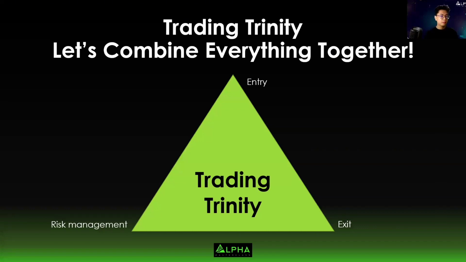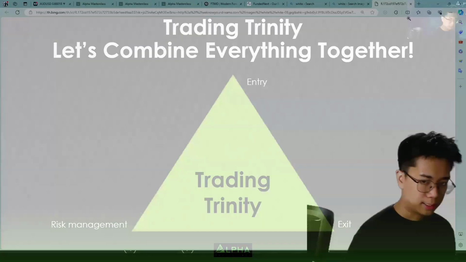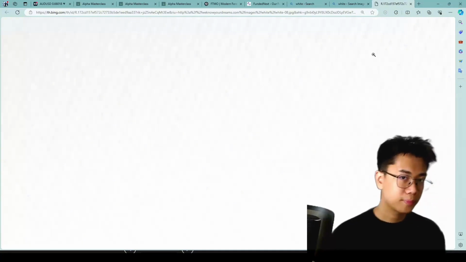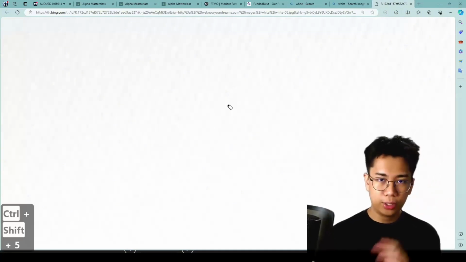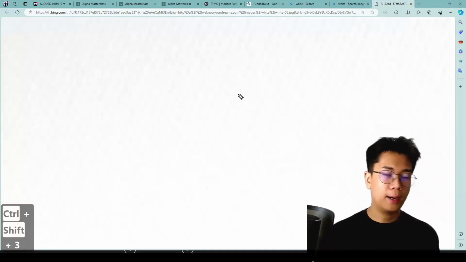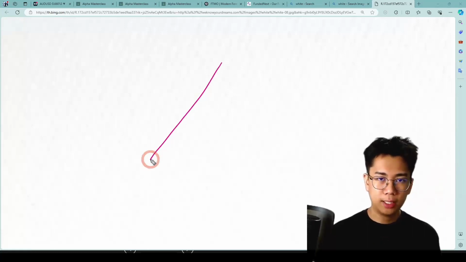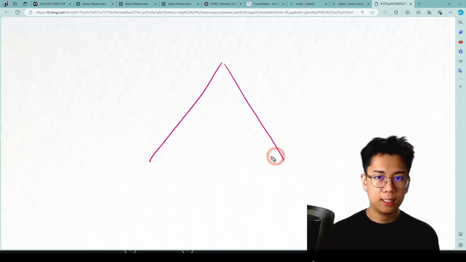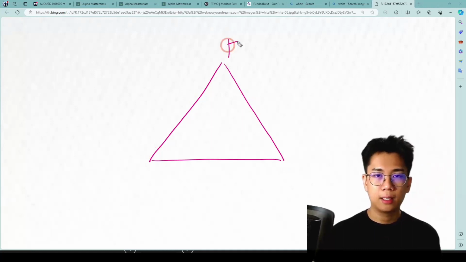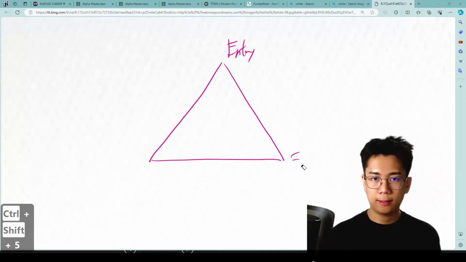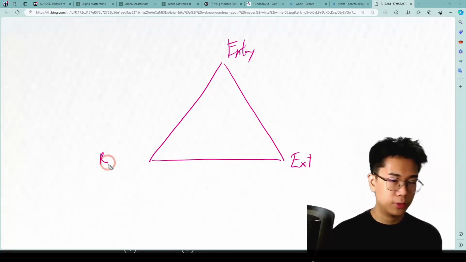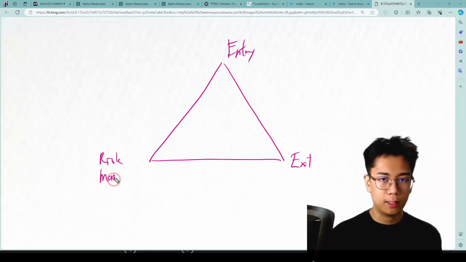So let me open the slides here and draw it out. In trading, it's all about just entry, exit, and risk management. Entry is all about how you enter the trades.